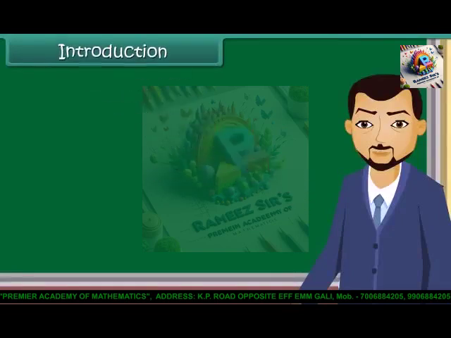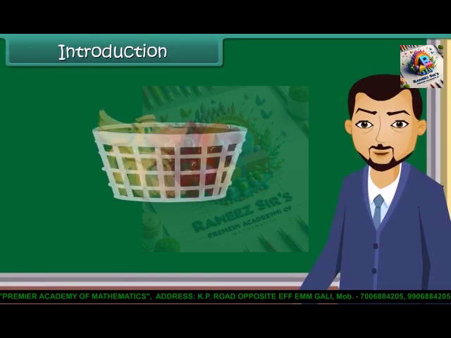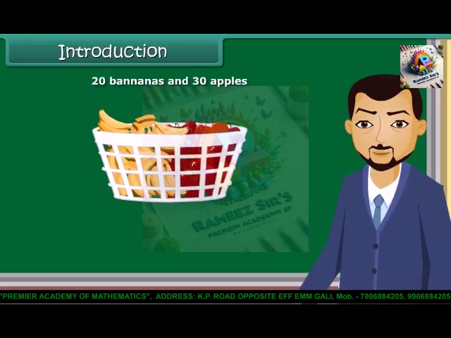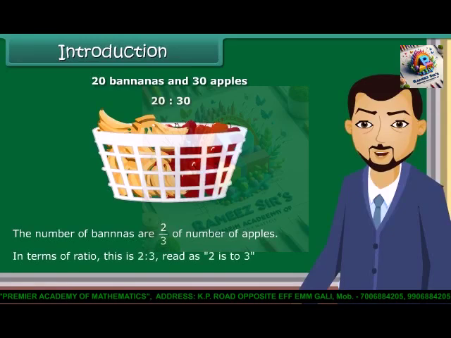Introduction. Ratio means comparing two quantities. A basket has two types of fruits, 20 bananas and 30 apples. Then the ratio of the number of bananas to the number of apples is equal to 20:30. The number of bananas is 2 upon 3 of the number of apples. In terms of ratio, this is 2:3, read as 2:3.